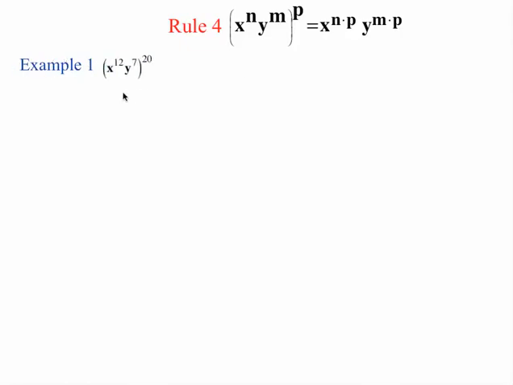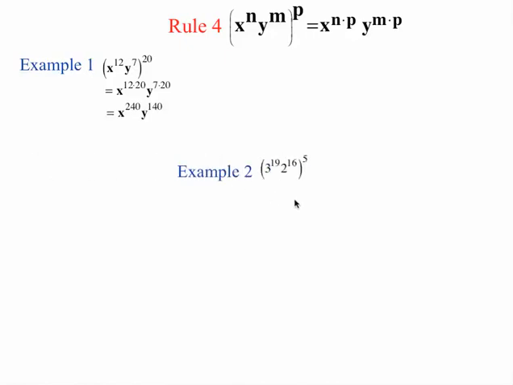So, here's an example. We have x to the 12, y to the 7. These guys have different bases. If they had the same base, you'd simplify inside the bracket. Different bases, so the 20 is going to come in, multiply the 12, multiply the 7, giving us x to the 12 times 20 times y to the 7 times 20, which is going to give us x to the 240 times y to the 140.